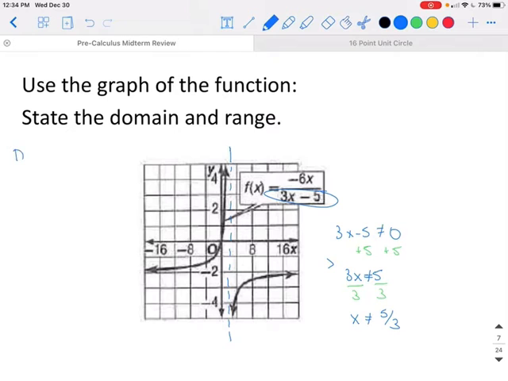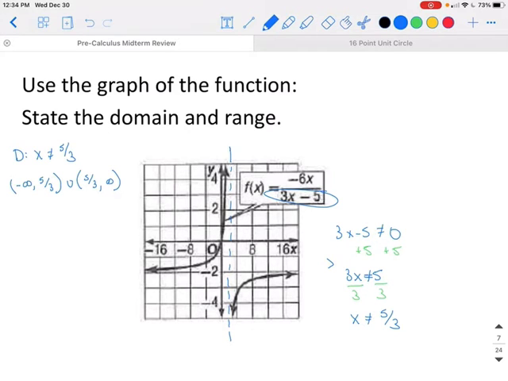So you can write your domain as x cannot equal 5/3, or you can write this as it goes from negative infinity to 5/3, and it goes from 5/3 to positive infinity. Either form I will take as your answer.